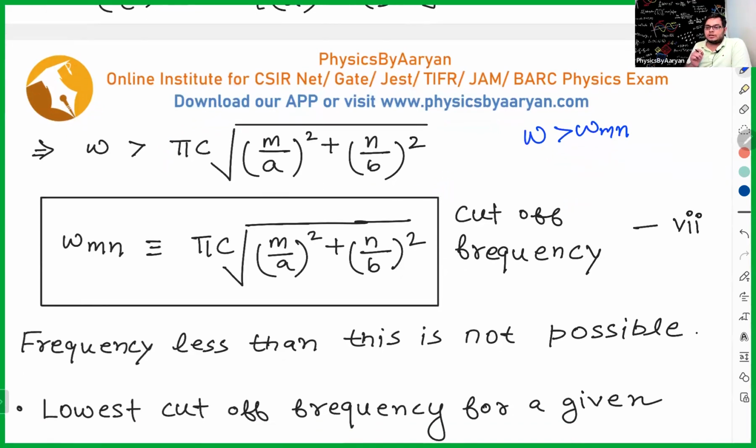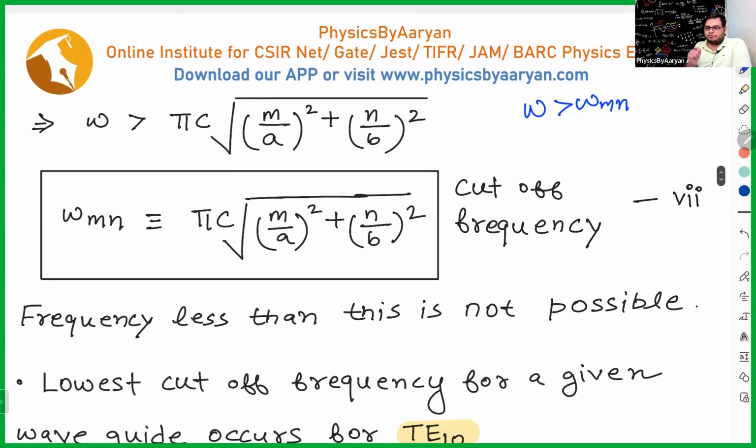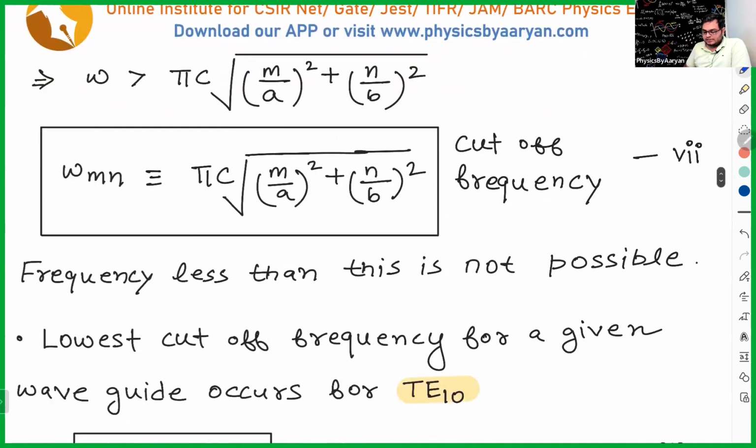It is the minimum frequency. If your frequency is less than this, your wave will not exist. Your frequency has to be greater than this omega mn. Only then can your wave pass through. Your wave will travel through. If your frequency is less than this, then it is not allowed. So your wave frequency should always be greater than this frequency. Okay. So frequency less than this is not possible.